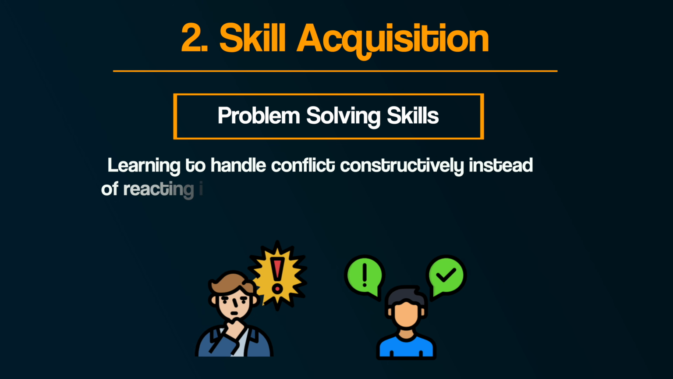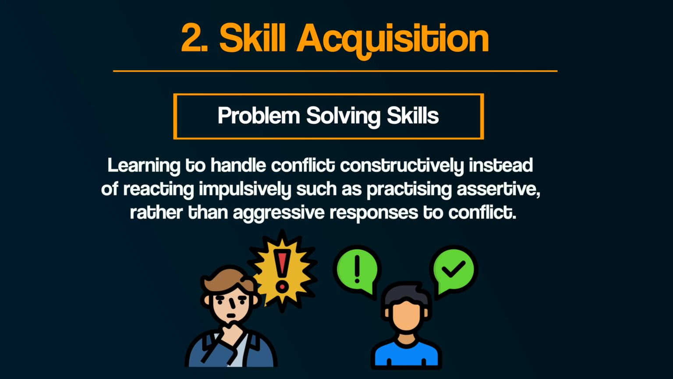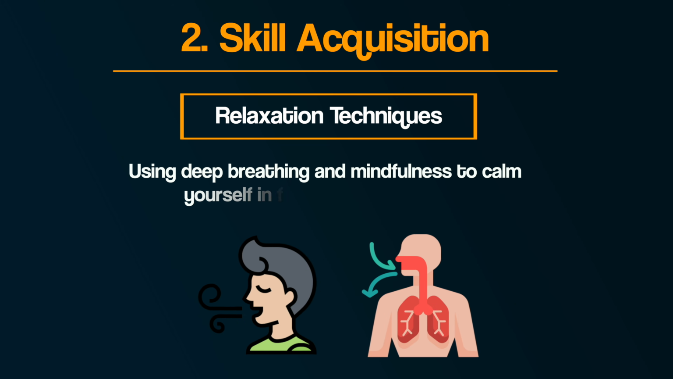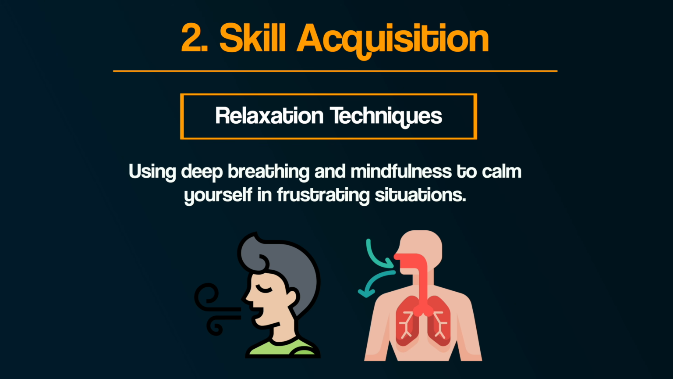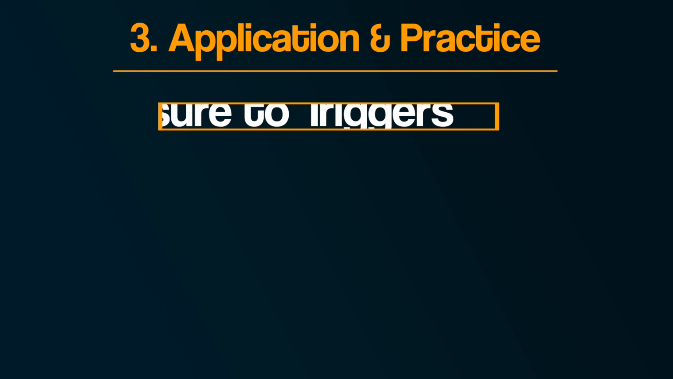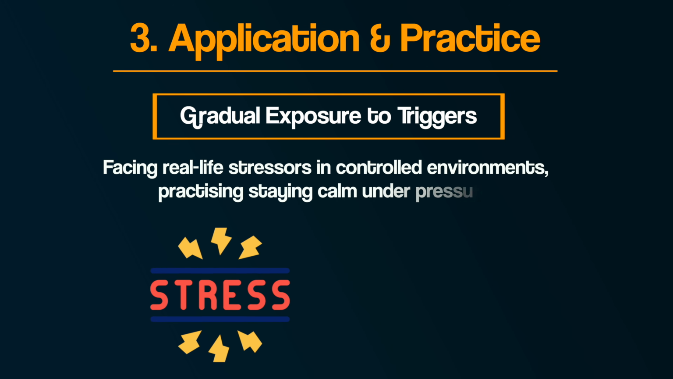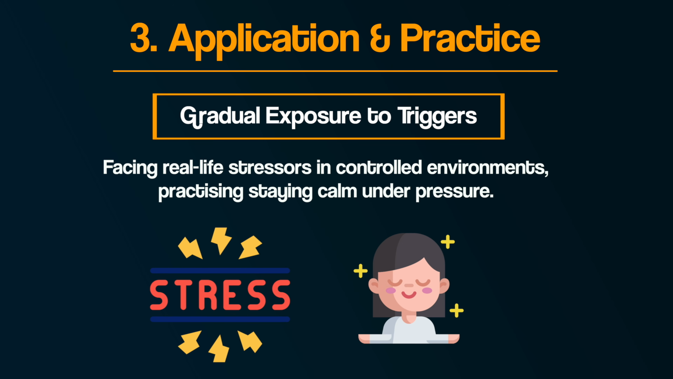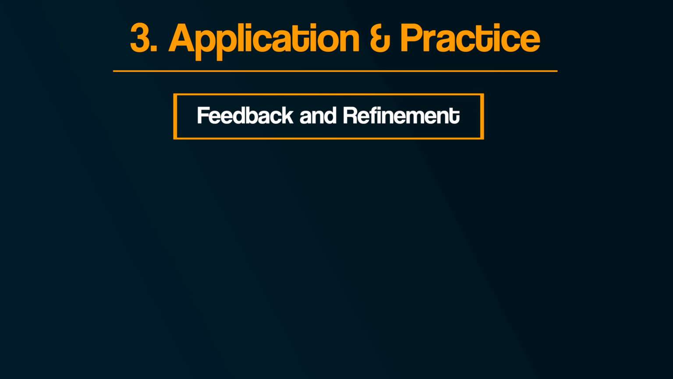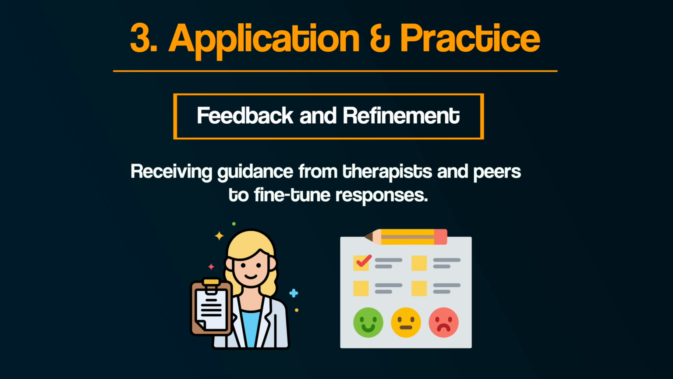Problem-solving skills. Learning to handle conflict constructively instead of reacting impulsively, such as by practicing assertive rather than aggressive responses to conflict. Relaxation techniques. Using deep breathing and mindfulness to calm themselves down in frustrating situations. This stage involves gradual exposure to triggers, facing real-life stressors in controlled environments, practicing staying calm under pressure. Feedback and refinement. Receiving guidance from therapists and peers to fine-tune their responses.